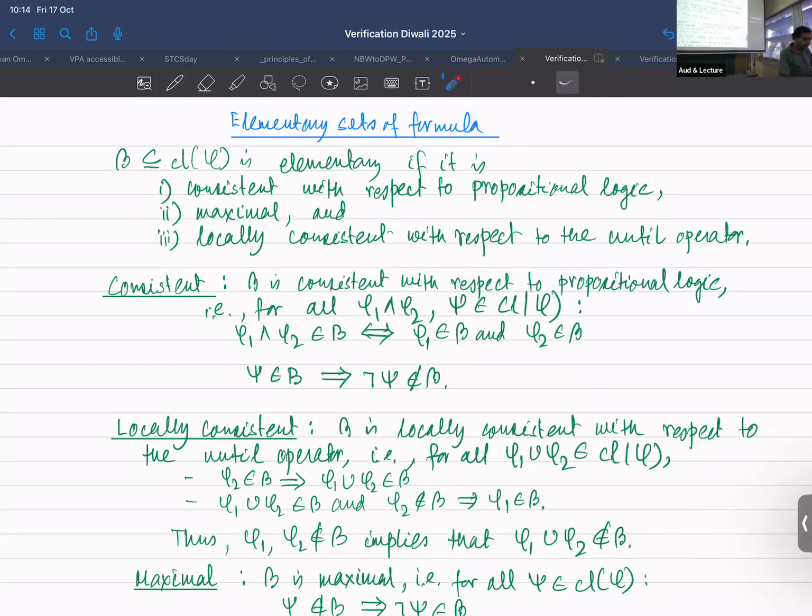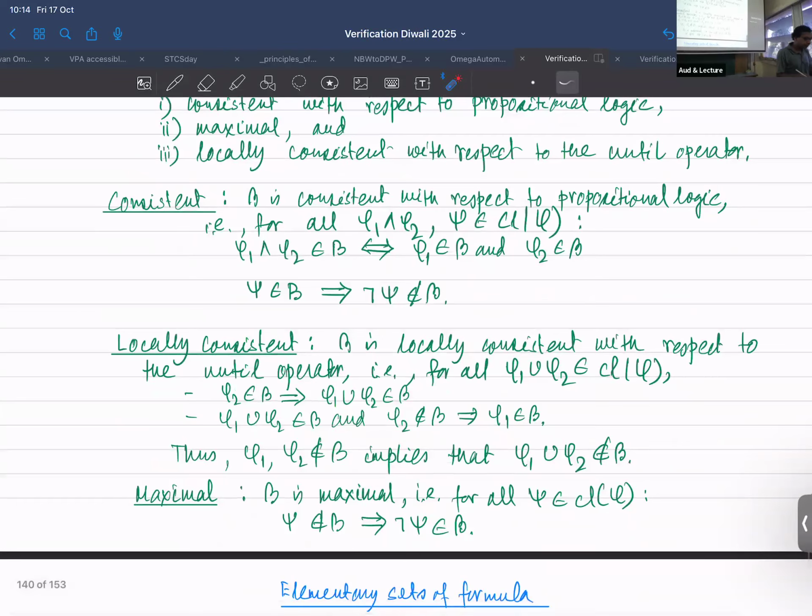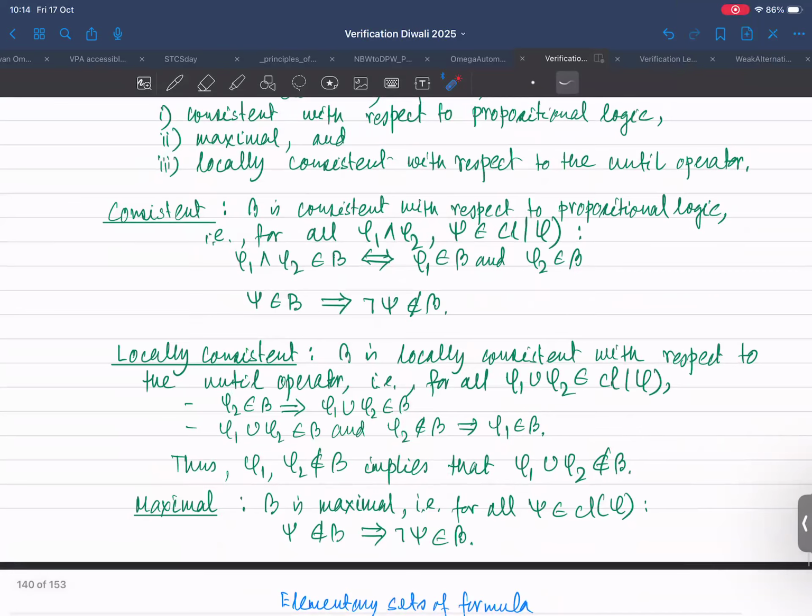Yes, so the third condition, isn't it included in the first condition itself? No. The first condition is with respect to propositional logic. The third condition is not with respect to standard propositional logic, but with respect to formulas with temporal operators, like X of phi or phi 1 until phi 2. I see. Yes, with respect to the temporal operators.